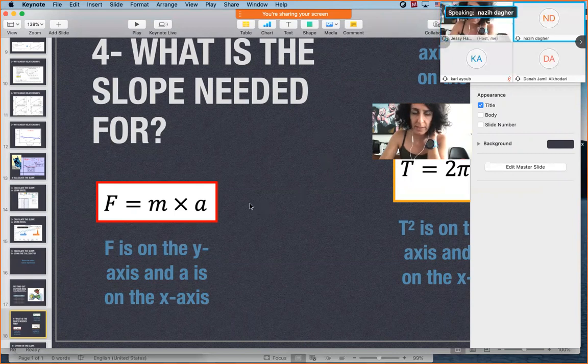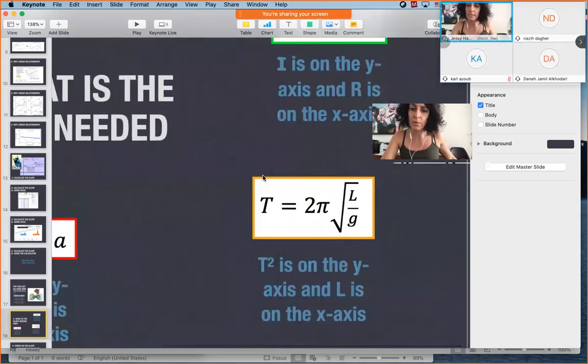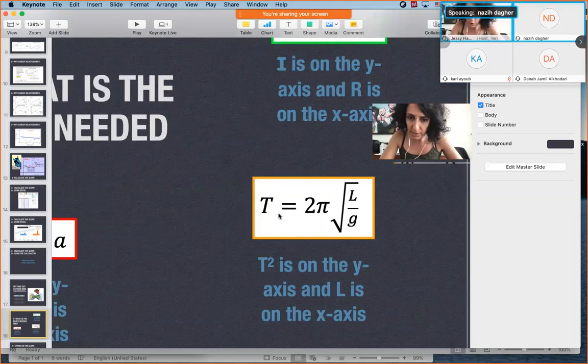All right, yes. So F equals MA, F is on the y-axis and A is on the x-axis. What would be your slope? Okay, but A is the x-axis. All right, so M is the slope. Thank you so much. Nazih, if you want to stay with me, I want you to consider this equation.